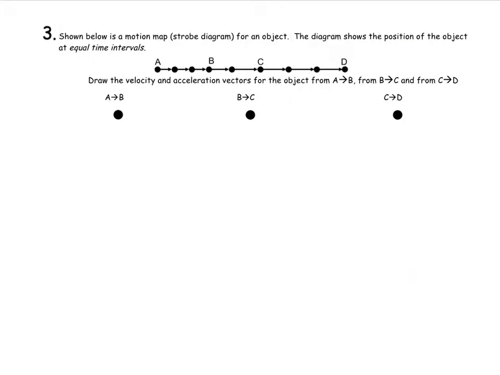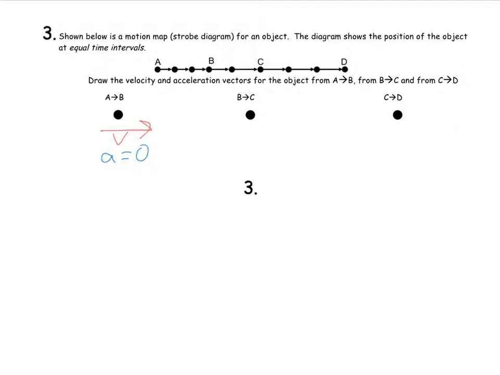For number 4 here, we have yet another strobe diagram. And what we want to do for each situation, for each time interval, is show the direction of the velocity vector and the direction of the acceleration vector. So we'll start with the interval from A to B. Our velocity vector, that's not that bad to do. We know the object's traveling to the right, so our velocity vector must also be to the right. And for our acceleration vector, we're going to look at what the object's doing, and it looks as though these are actually evenly spaced, which means that we actually don't have an acceleration, so our acceleration simply is going to be 0.